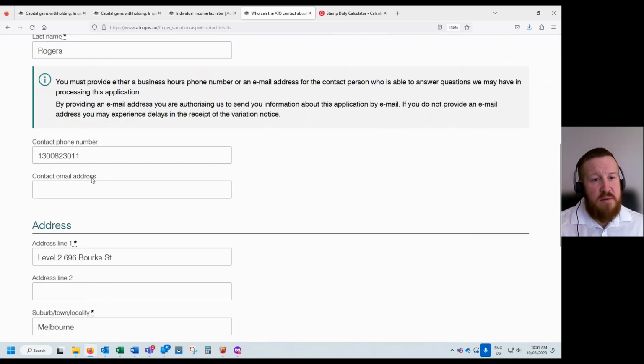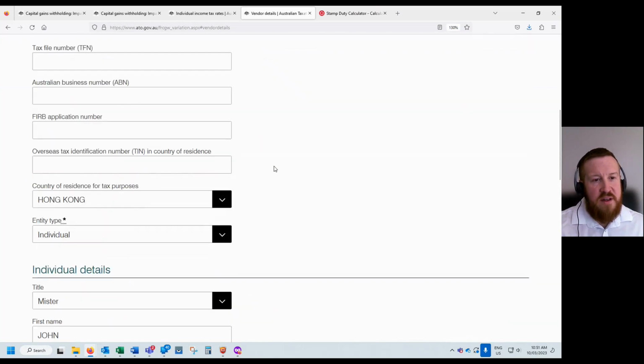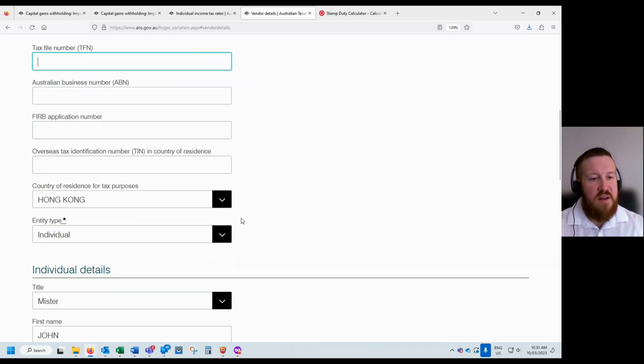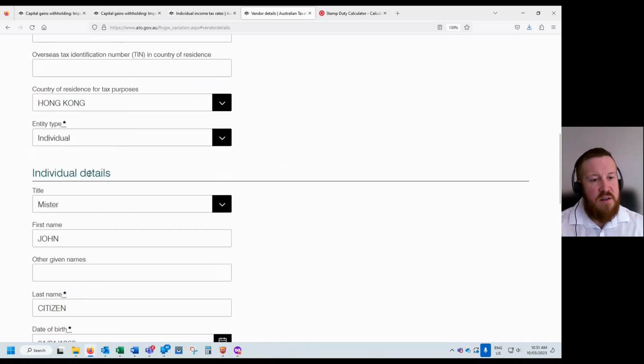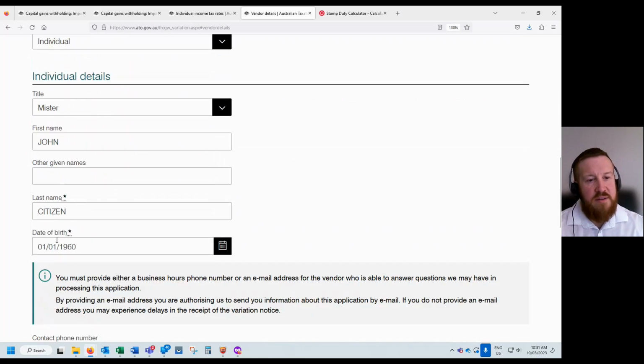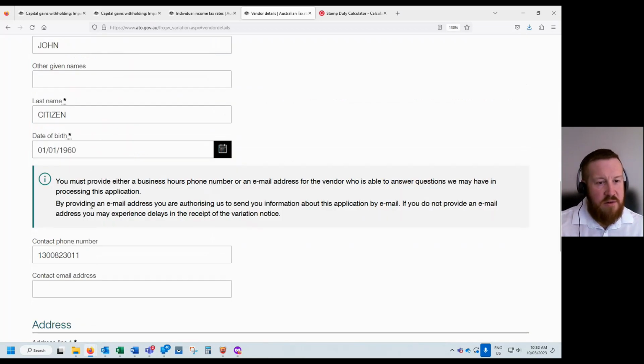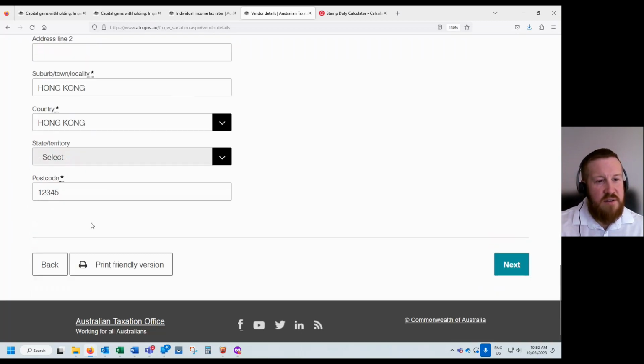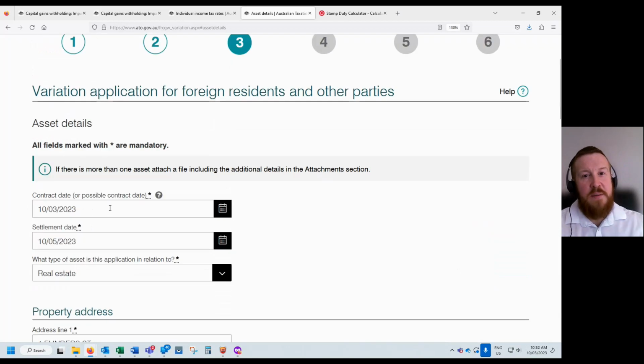Who's the contact person? Well, that will be me, and I'll put my contact number, and we've got to put the vendor's details. You're not required to put the tax file number in, but it's going to be a lot quicker to have this application process if you put your TFN in the application. And let's say we've got a guy, John Citizen. He lives in Hong Kong, and that's his date of birth. And again, I'll put John's phone number. And let's say he lives in Hong Kong at that address. We've sold the property today, and we plan to settle 2 months from now.